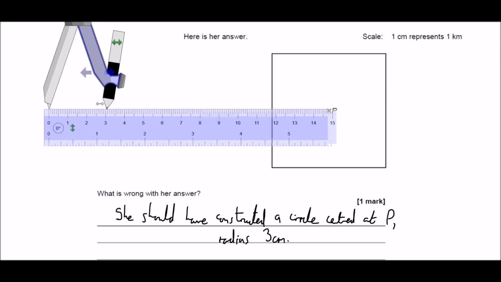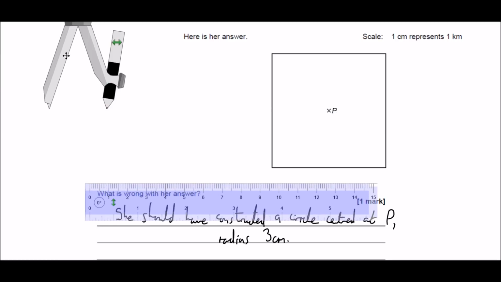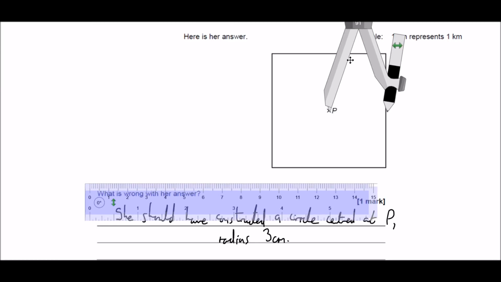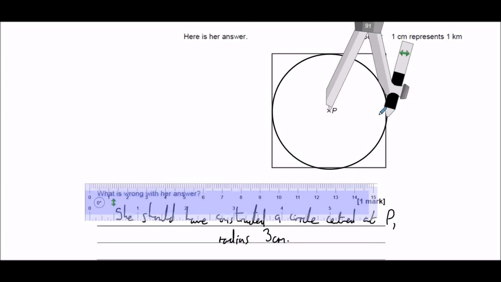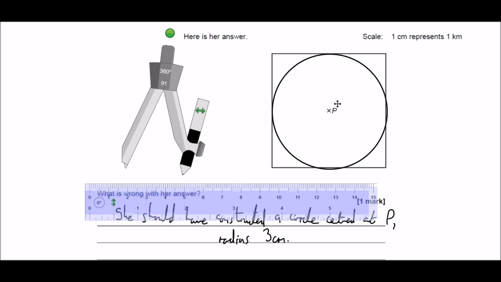I can just get it right about there, and it should have been a circle centered at P. So that's what it should have been, a circle, whereas she's actually drawn a square, which is completely different.